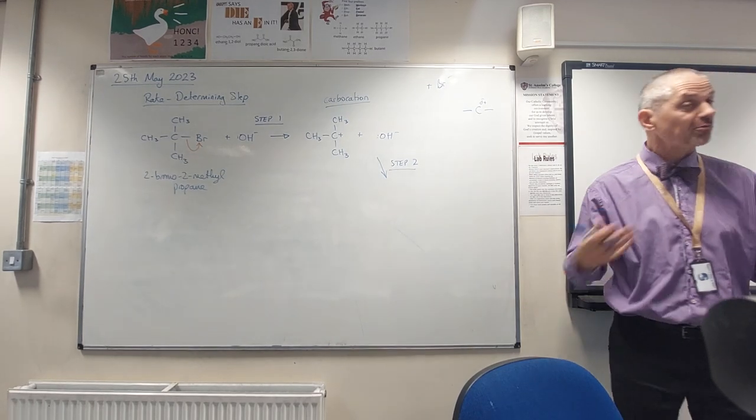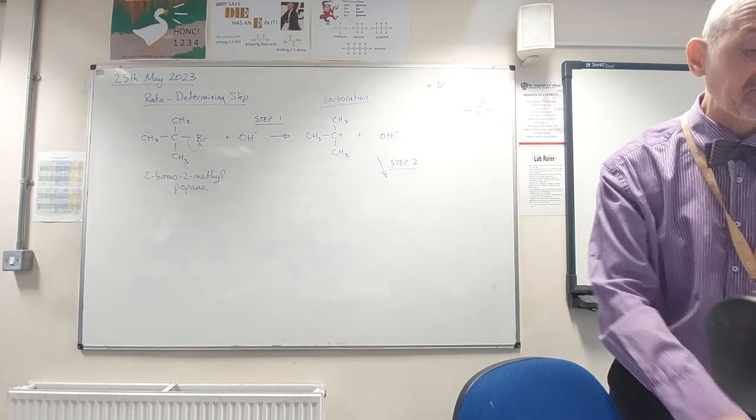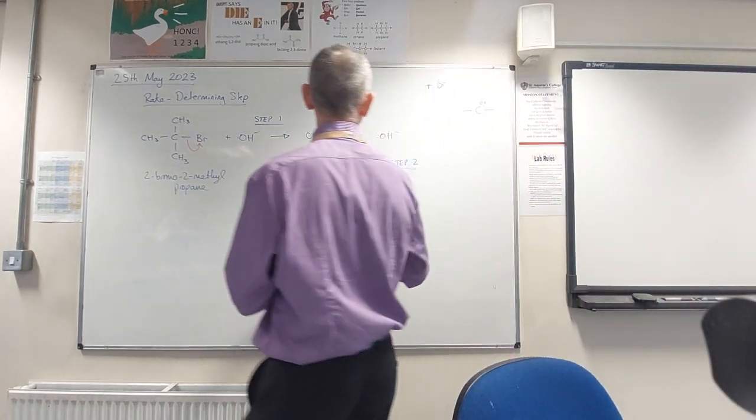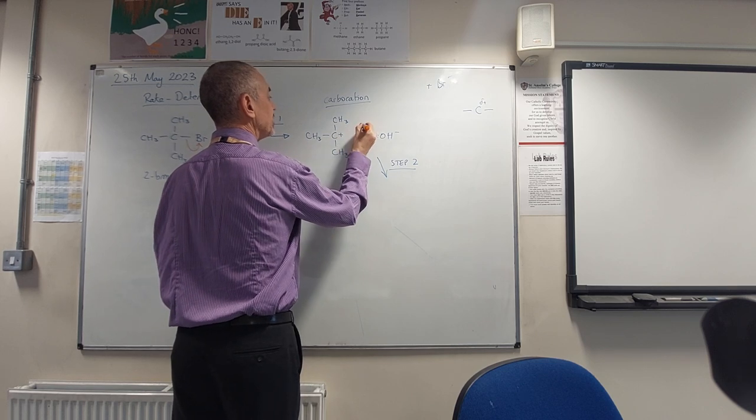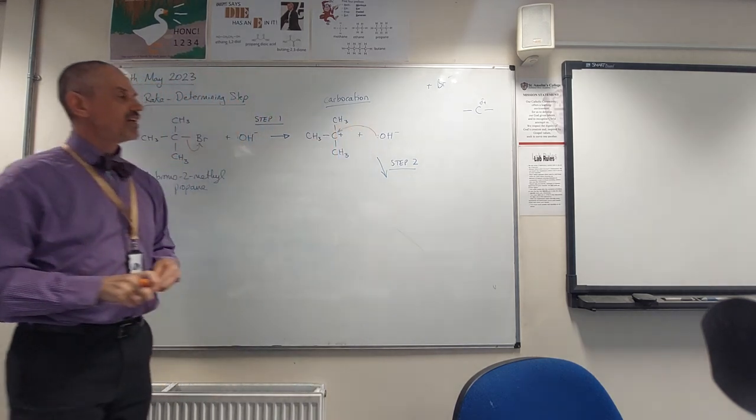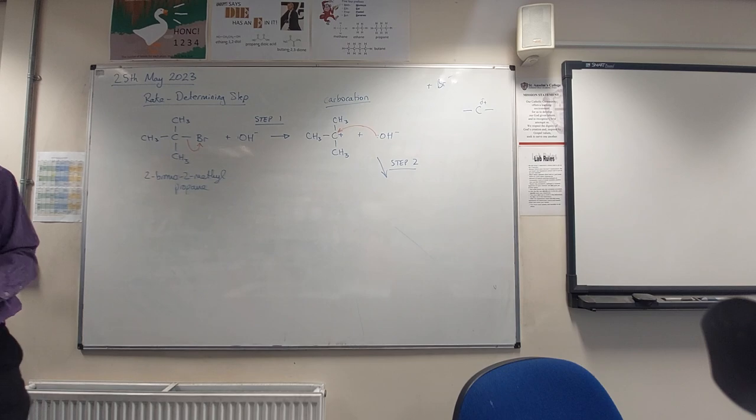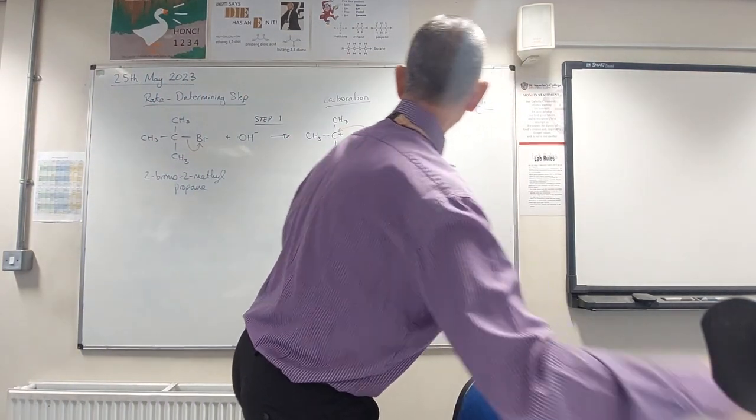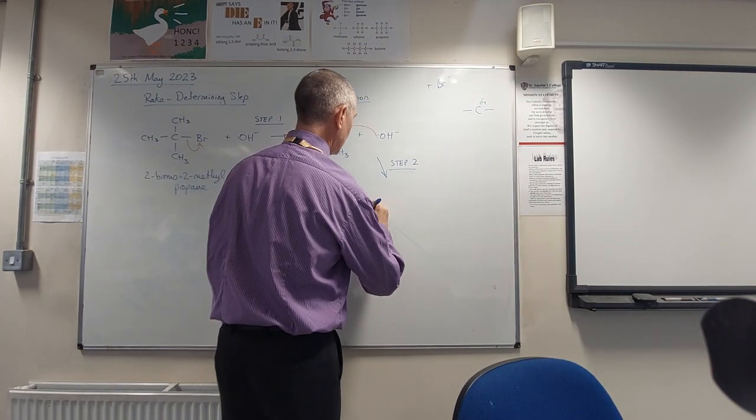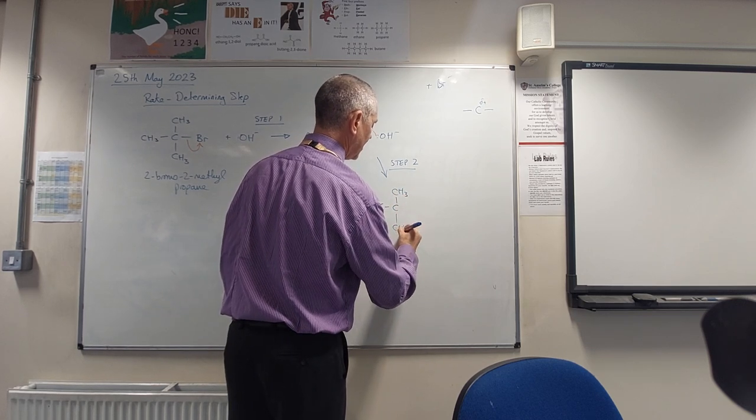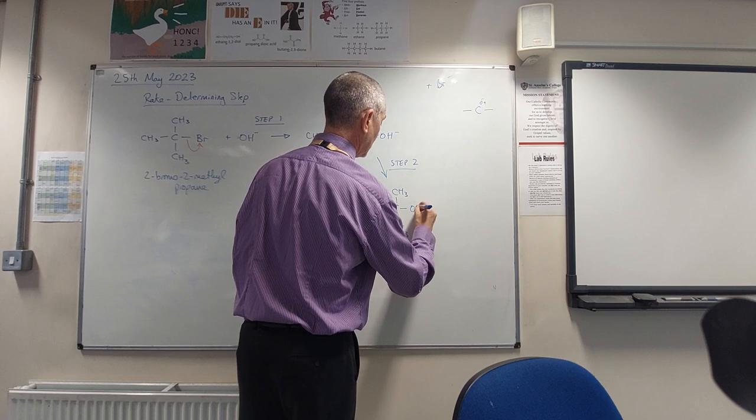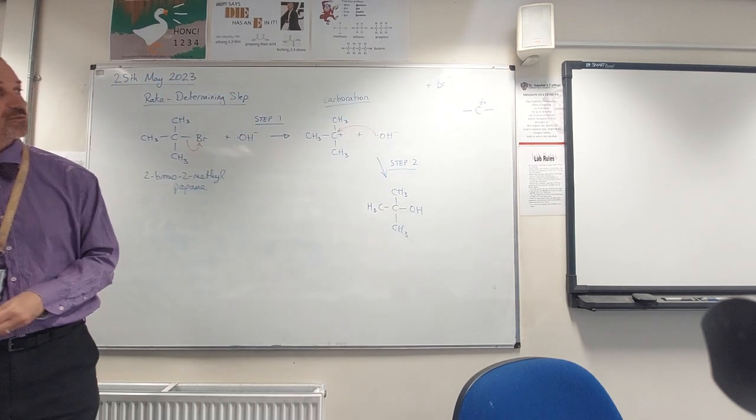Okay. So what happens next? Well, now we have the second part of the reaction, which is, let's just have that come in. There we go. The electrons from the OH minus come in, probably pretty quickly, and make our product. Okay.